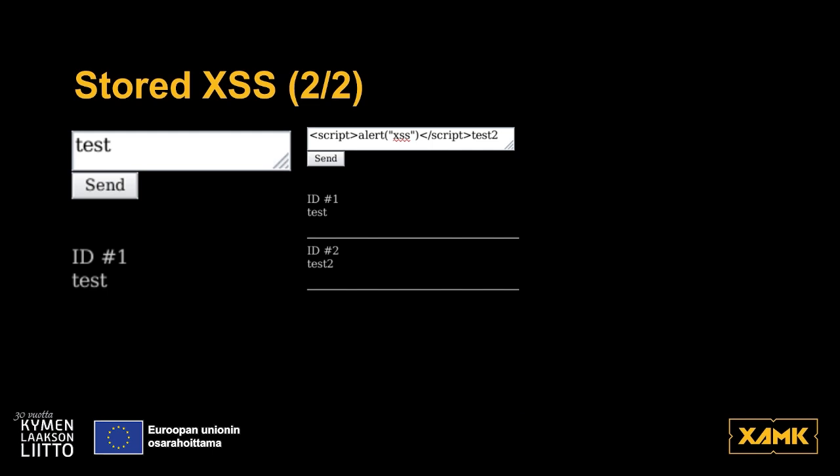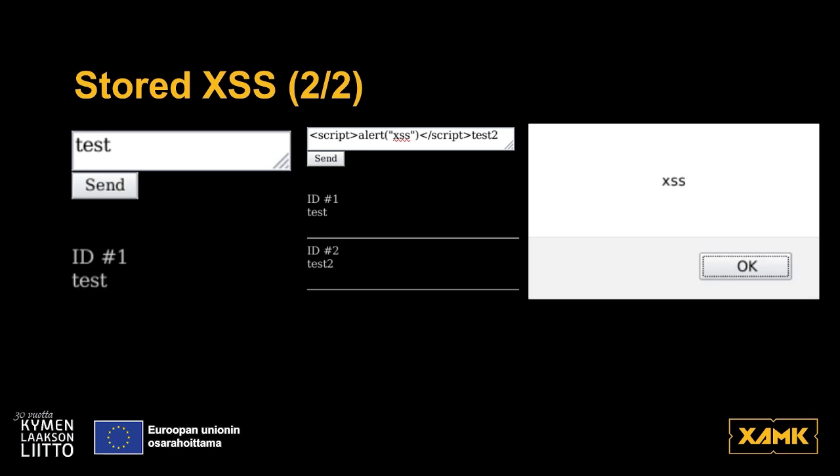Exact same thing as we would do in the reflected one. So script tags, alert, and then we try test 2. And now anyone who goes to that website will get the alert box. Every single one. Even if they have a link or not. Everyone who visits there will get that. So this is a very effective way to spread malicious code to people.